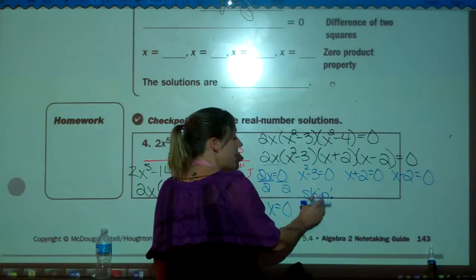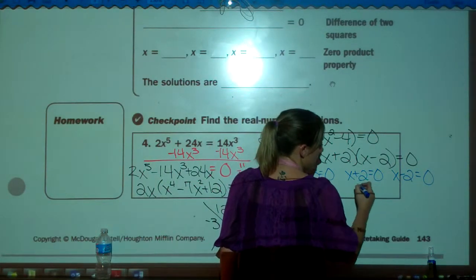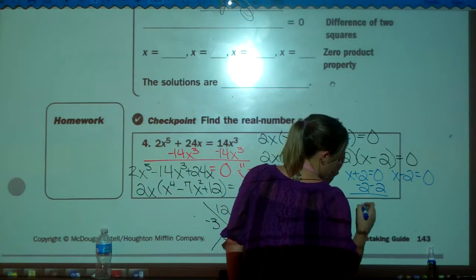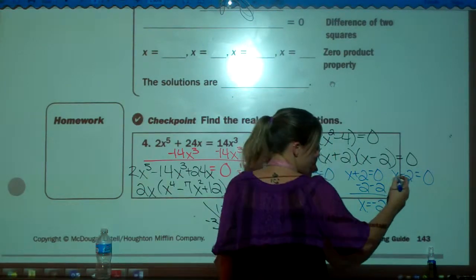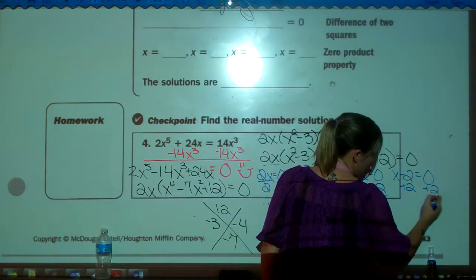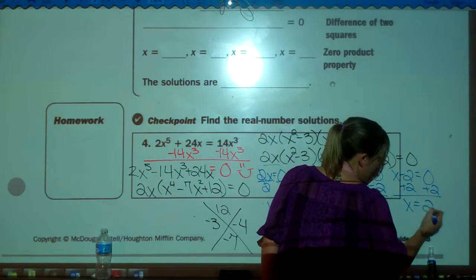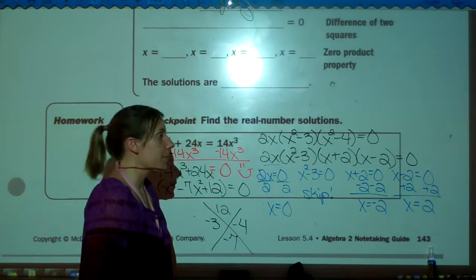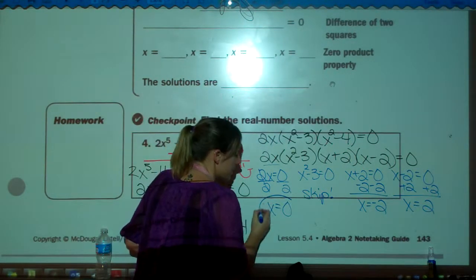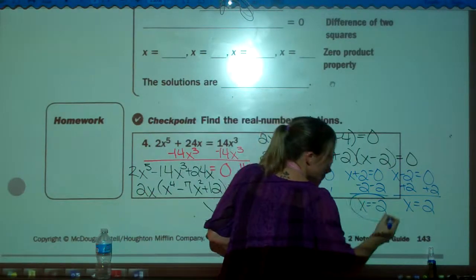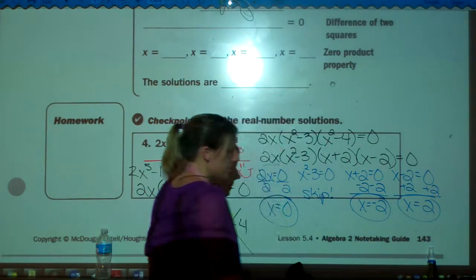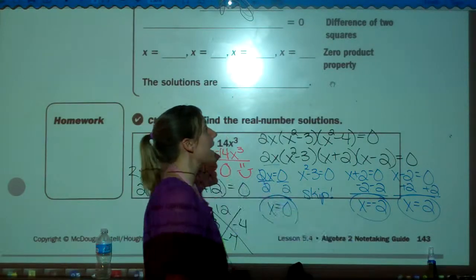So there are 2 answers here because of the x squared. You subtract 2 from both sides, and you get negative 2. Then you add 2 to both sides on this one, and you get positive 2. So we get this answer, and this answer. And that's 1, 2, 3 answers.